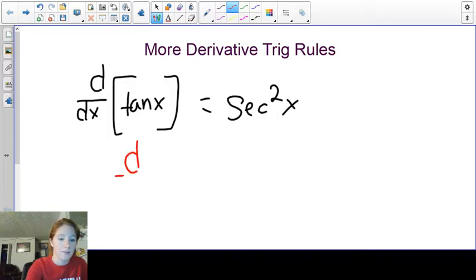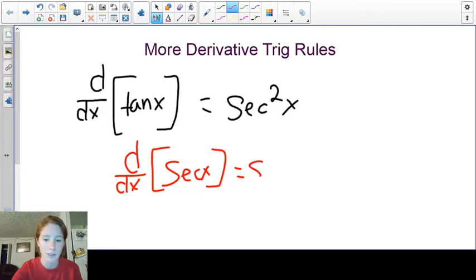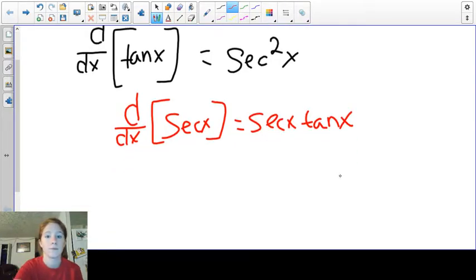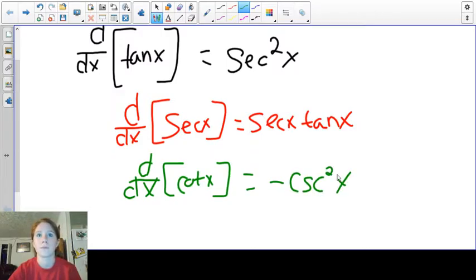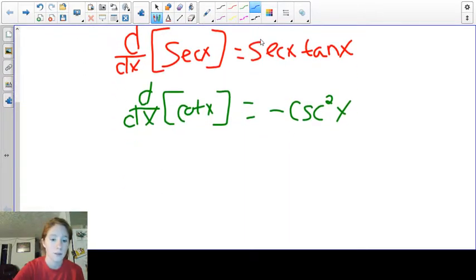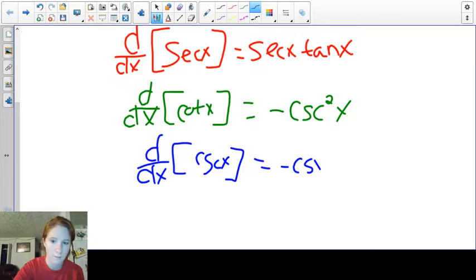We also have the derivative of secant, which is equal to secant x tangent x. Next, we have the derivative of cotangent, and that is negative cosecant squared. And the last one is the derivative of cosecant, which is negative cosecant, I always miss that second C. So it's cosecant x cotangent x.